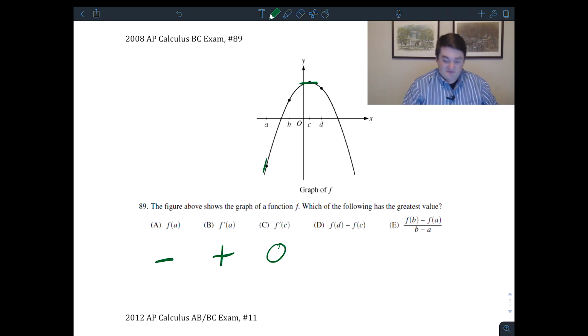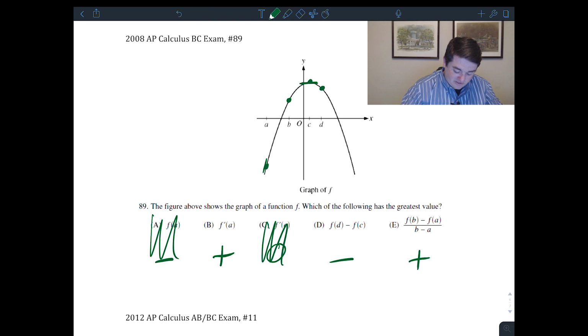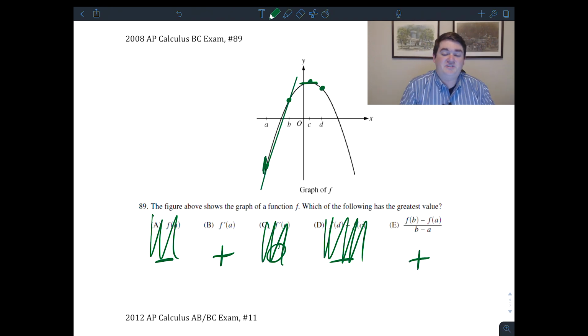D, f of d minus f of c, so this y value minus this y value is going to be a negative value. And E, f of b minus f of a over b minus a is the slope connecting point A with point B, which would be another positive number. So if I'm looking for the greatest value, I can narrow my choices down to B or E. What is bigger, the slope of the tangent line at A or the slope of the line that connects A and B? And if you eyeball it on your graph here, the slope of the tangent line at A is slightly steeper, meaning that value, f prime of A, is the largest.